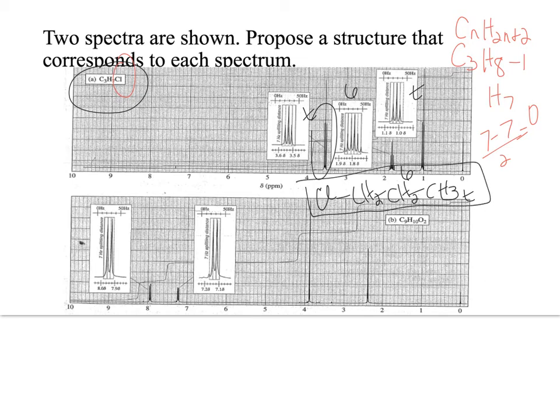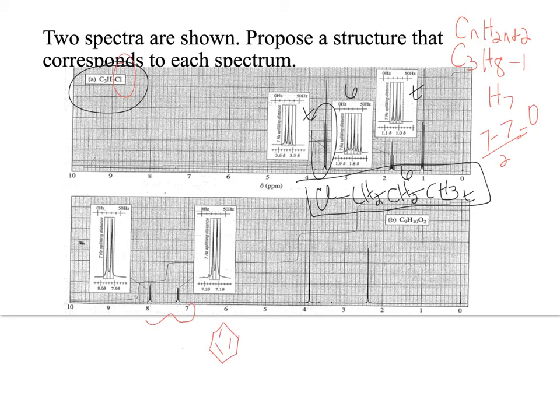And so there you have propyl chloride, or chloropropane. Here we have an aromatic area. This is definitely an aromatic ring right there.